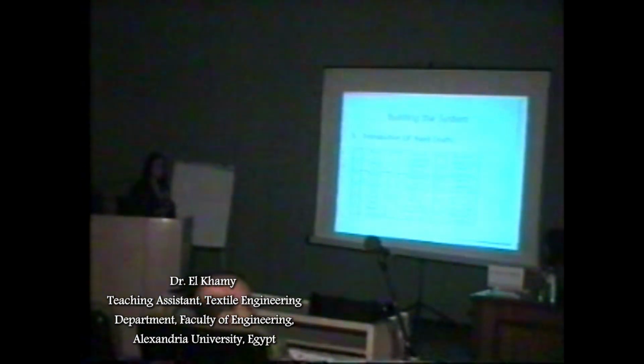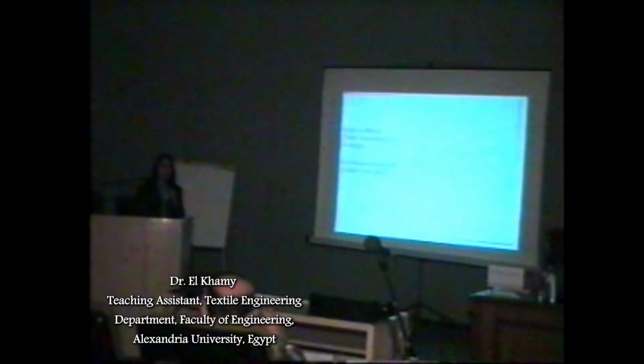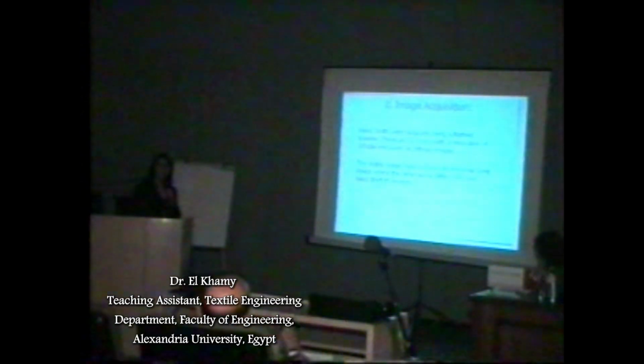Building the system. Step number 1 in building the system is that first we introduce the hand drafts. We used 18 different hand drafts of fabric designs, those most commonly used. These hand drafts were introduced to a flat bed scanner, and the images were acquired using a resolution of 200 dpi, and we saved them as bitmap images.